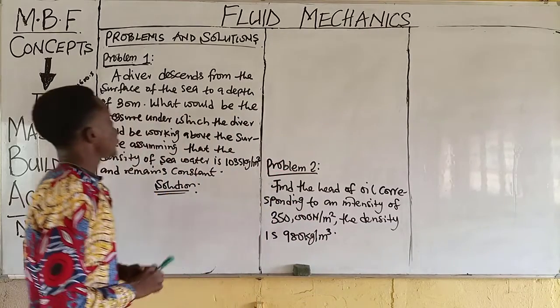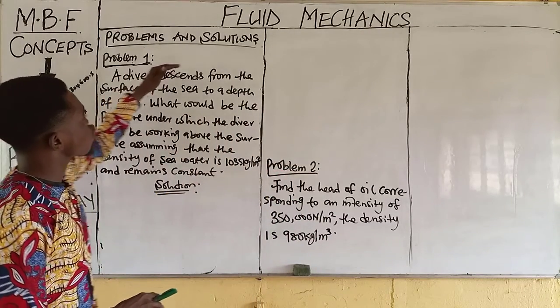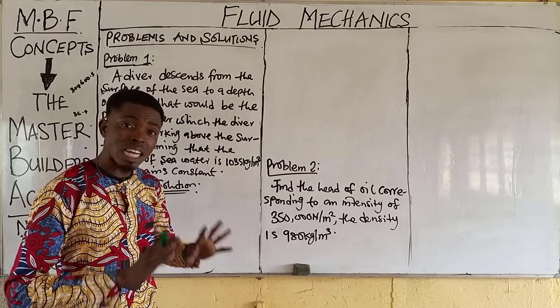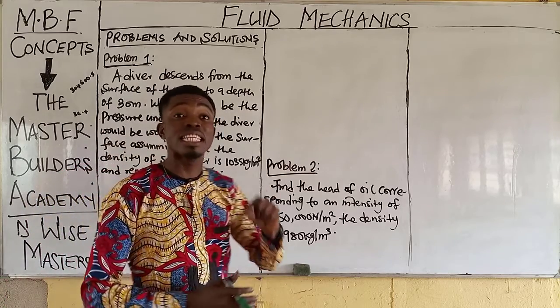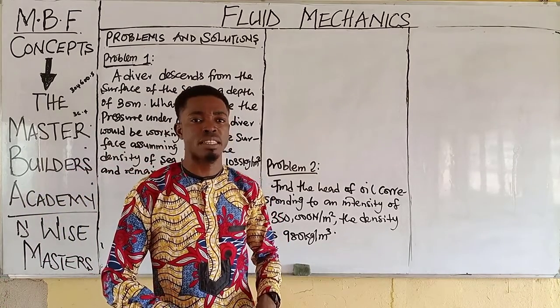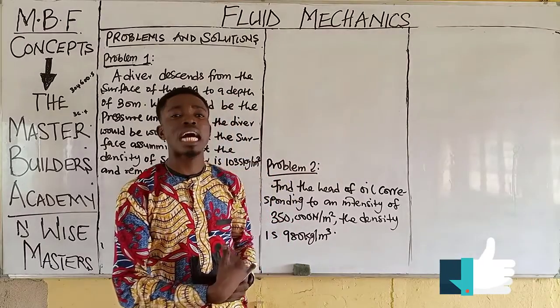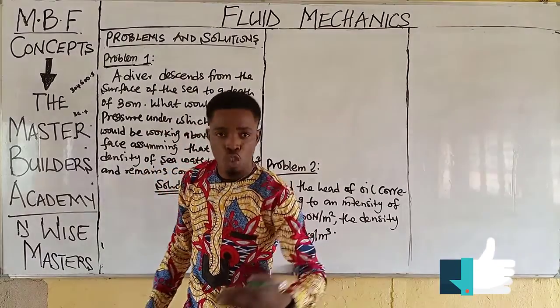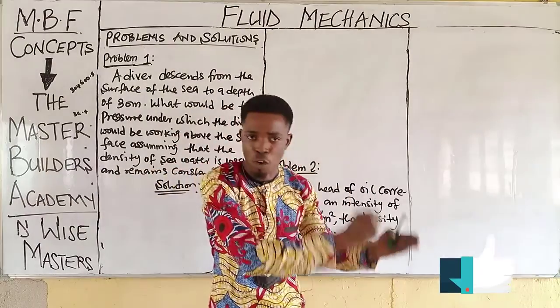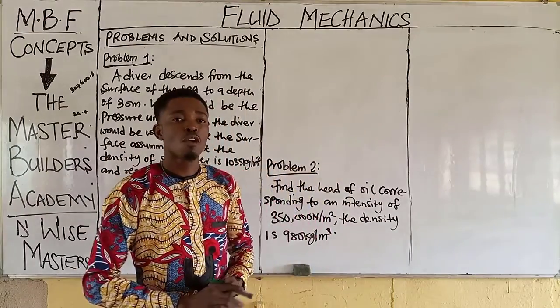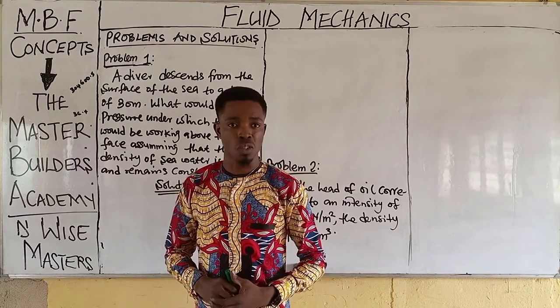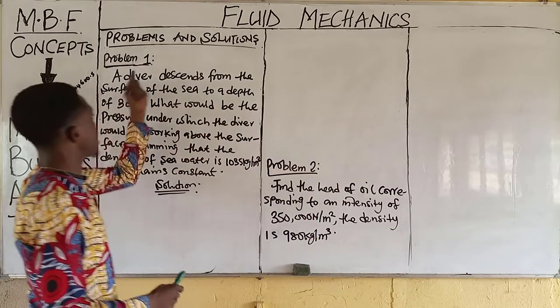Now guys, on the board we have problems and solutions. In our previous lesson, we looked at deriving models in fluid mechanics, deriving formulas. But in this lesson, we are going to be looking at problems and solutions using those formulas we have obtained to calculate for the respective unknowns. Now, on the board, we have problem number 1.